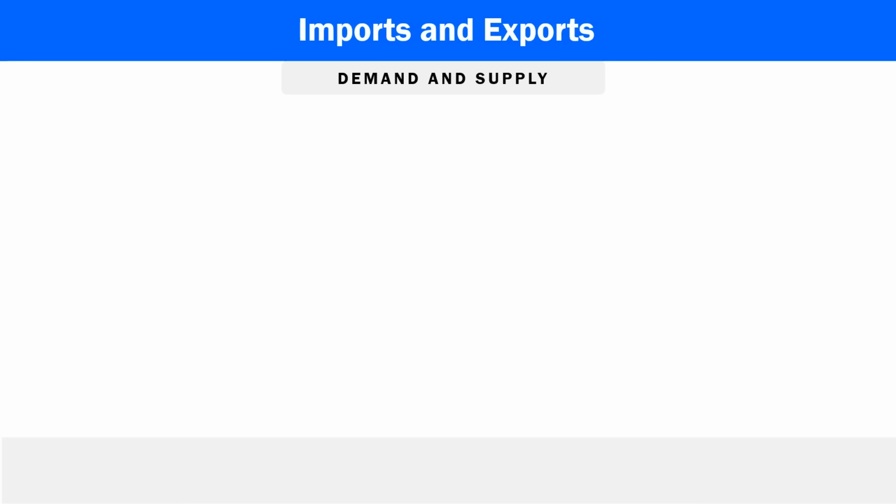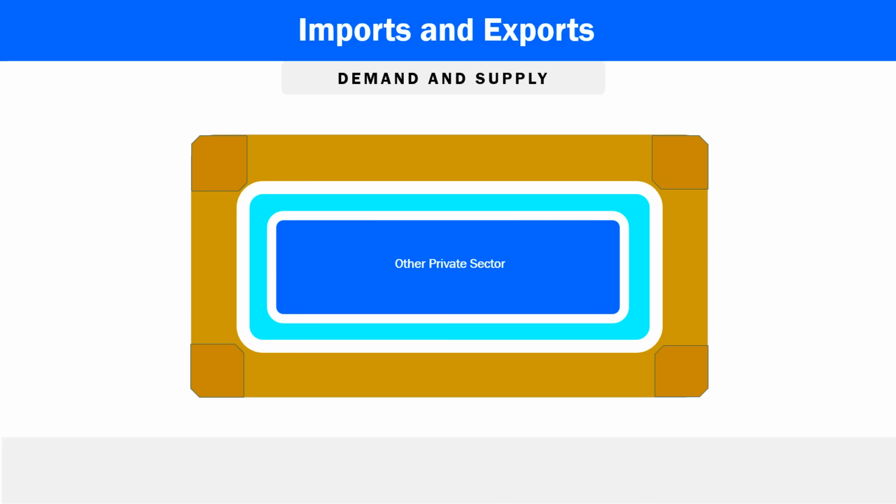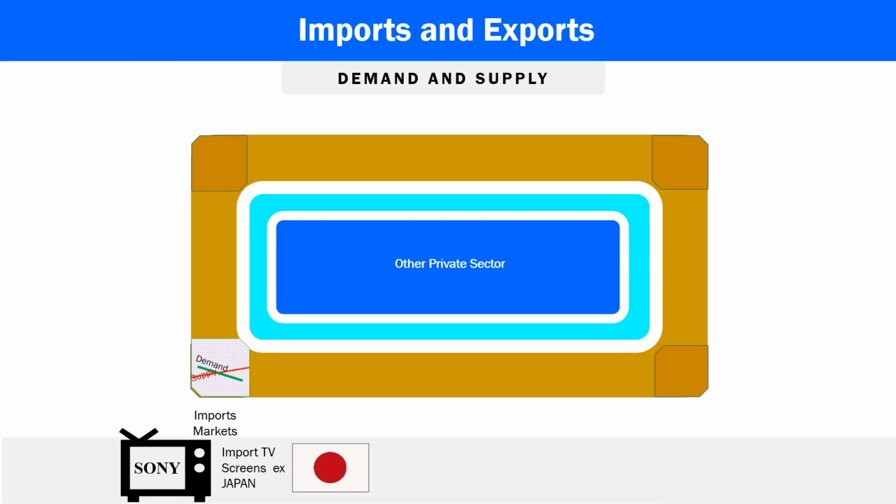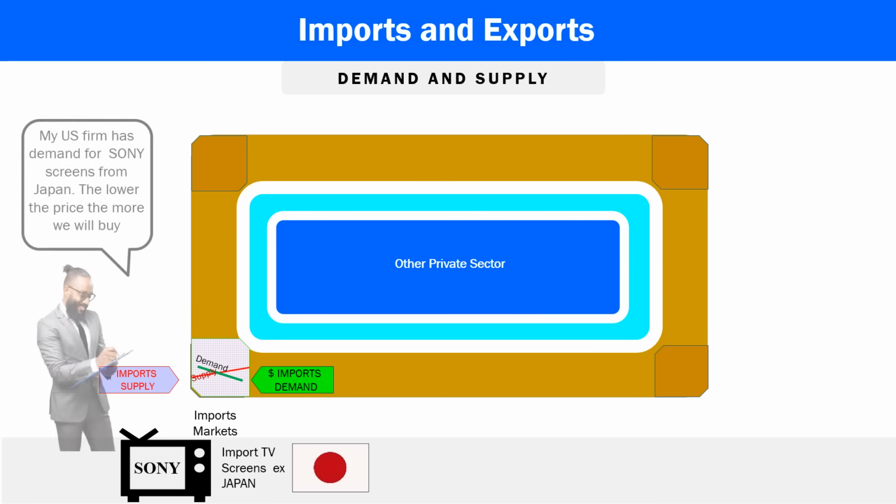Imports and exports. A. Imports, supply and demand. These graphs focus on an importer of Sony screens through the import market, which is the left-hand hatched marketplace. The upward sloping red line represents the supply curve, indicating that higher prices attract more suppliers. The green downward sloping line is the demand curve, showing that lower prices increase demand. The equilibrium price occurs where these curves intersect, balancing supply and demand.